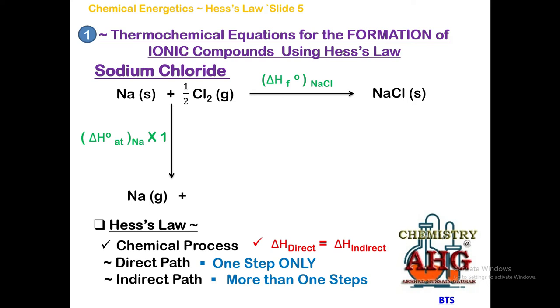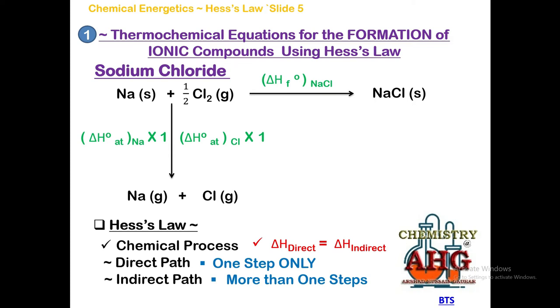Likewise, after sodium, let's atomize chlorine. How to atomize chlorine? Write down the symbol of chlorine, state symbol gas. Now chlorine has been atomized. There is 1 mole of chlorine. So the label of this reaction arrow will also be standard enthalpy change of atomization multiplied by 1. Now both the elements which are present in sodium chloride have been atomized. Now the atomization step is completed.